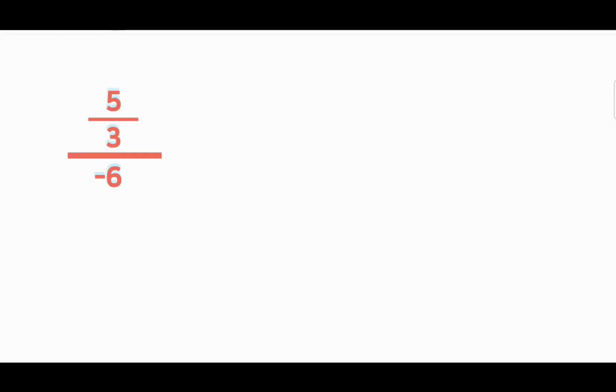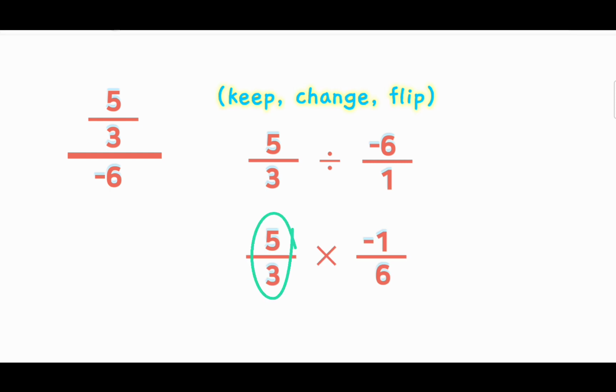If you have 5/3 divided by -6, don't even think about trying to cancel anything out, like the 3 and the 6. Just write out 5/3 divided by -6, which we know is just -6 over 1. Now keep it, change it, flip it. And remember that while flipping the number, don't flip the negative sign as well. Always keep the negative sign at the top. And then multiply straight across. As you see, nothing even cancels.